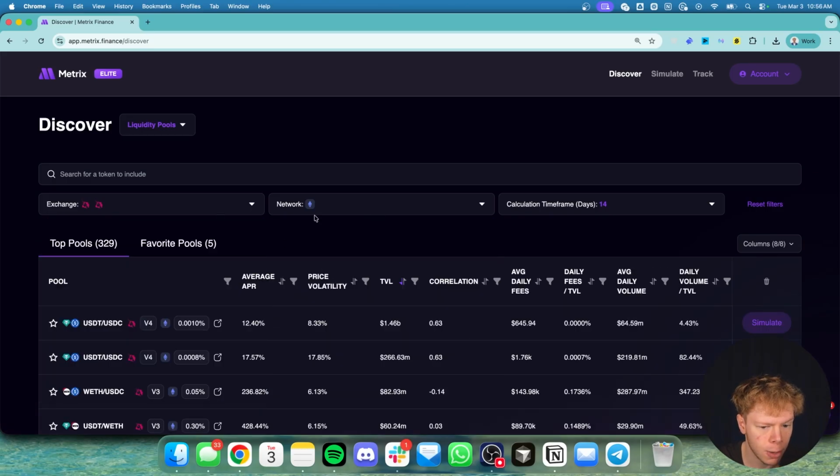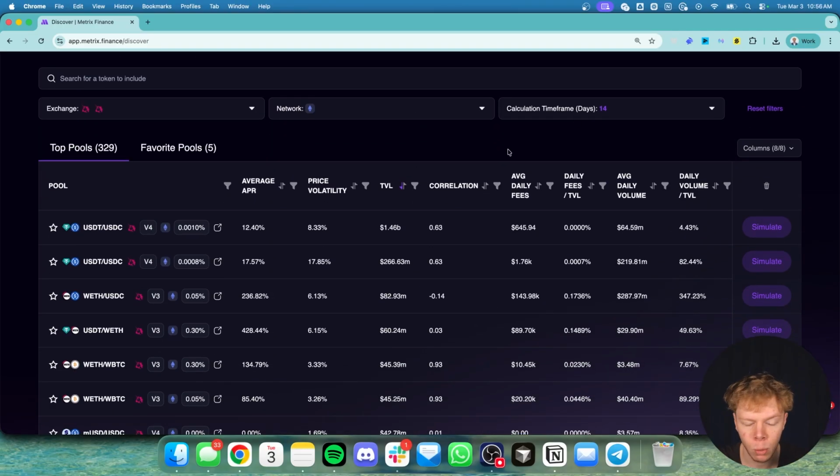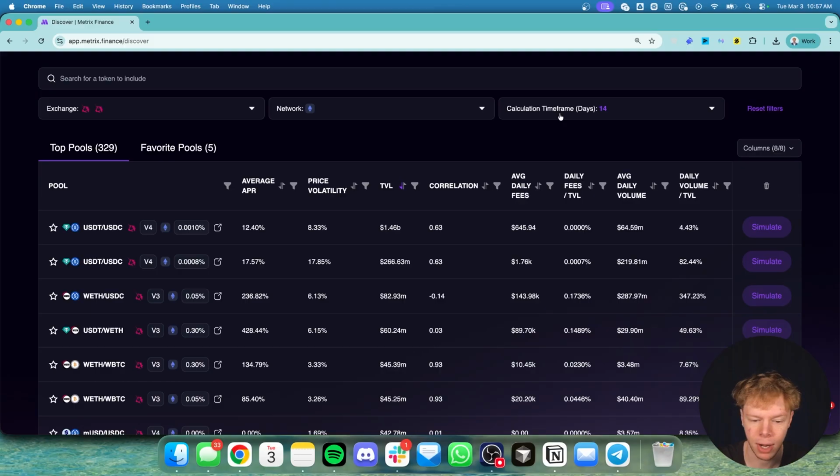But focusing on Uniswap, let's just say we were to look specifically at the Ethereum network. Number one, when it comes to all of this data, you get to choose how many days you want to factor in. My rule of thumb is to do a 14-day calculation time frame. That analyzes the past 14 days of data and averages it out. In other words, the average daily fees, the average daily volume, which is used to calculate this APR, that is using the past 14 days. Correlation, price volatility, that's using the past 14 days, right? TVL, that's just the flat current number right now, basically.